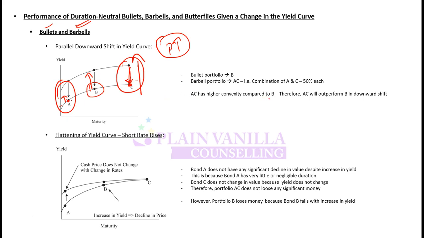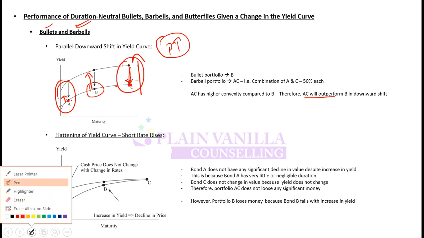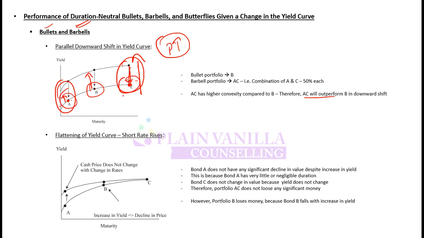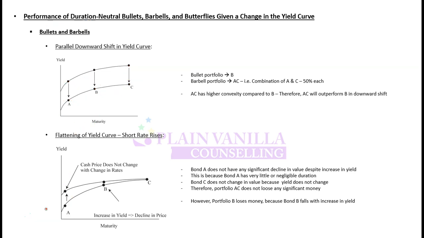So AC has higher convexity compared to B. Therefore, AC will outperform B in downward shift. C will outperform B, and A and C together will outperform B. That is the assumption. Obviously, this A can be here or this C can be here and B. So in that case, maybe in some scenario B outperforms AC. But generally, if I take it at lower end and highest end and middle end, then AC will outperform B. So barbell will be better in this case.